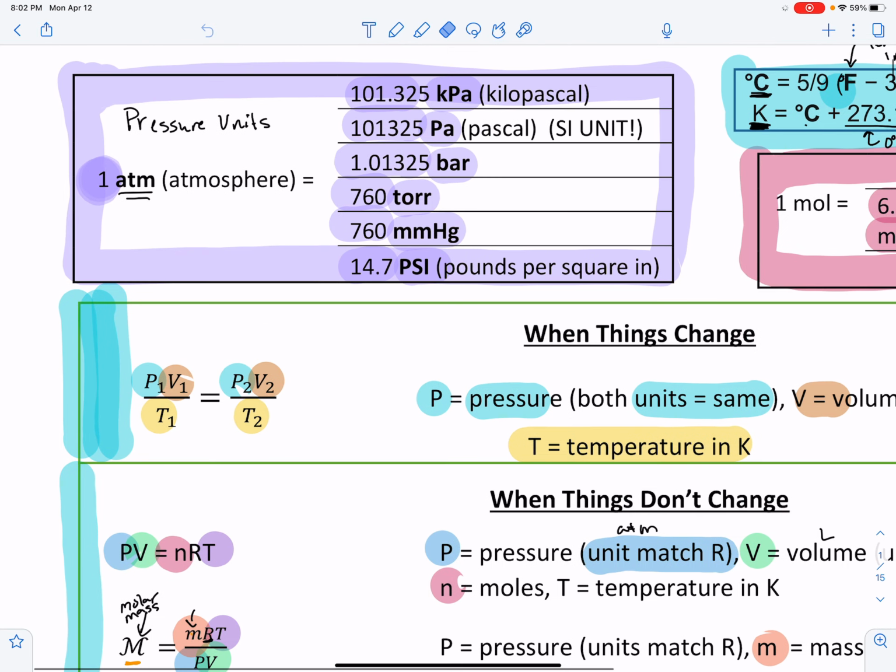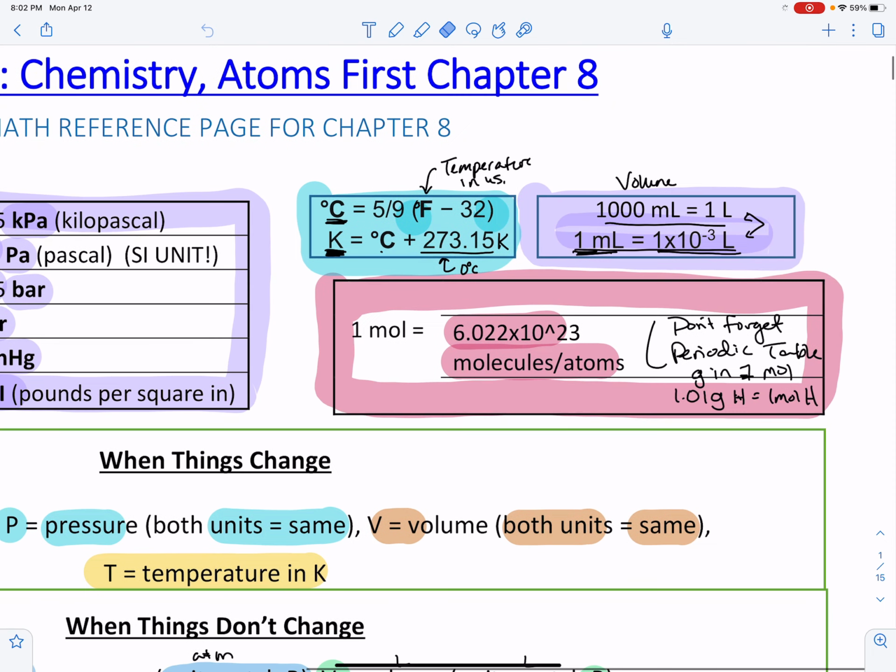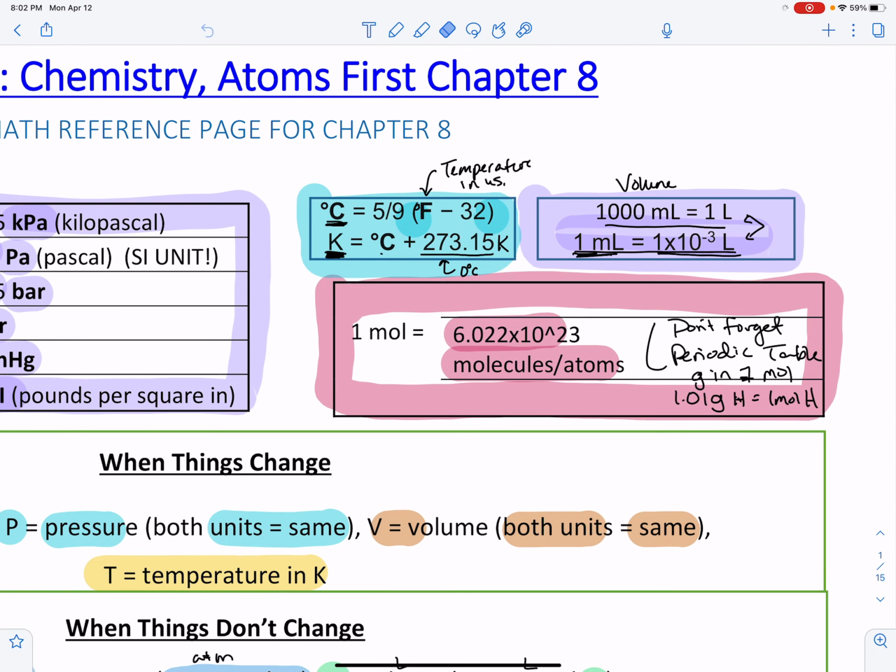Up here, make the little note about how both those P's have to be the same unit, but they don't have to be ATM. Make a little note that everything has got to be in Kelvin. You probably want a reminder of these different ATM pressure units. And don't forget, do a round or two practicing with the temperature conversions.